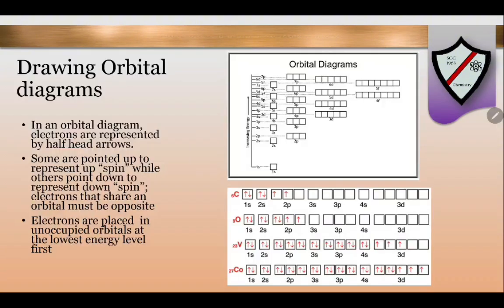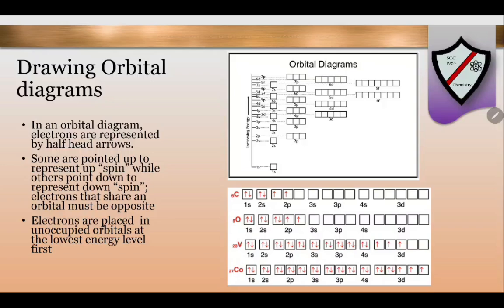So here we see the first type of diagram we are going to look at to understand where electrons are residing in an atom. These are known as orbital diagrams, and in orbital diagrams we represent our electrons by drawing half-head arrows in these boxes that represent the atomic orbitals. You can see that there is 1 box for each of the s orbitals and 3 boxes for the p orbitals because there are 3 p orbitals. There are 5 boxes for the d orbitals because there's always 5 d orbitals, and those f orbitals have 7 boxes. We place these half-head arrows in these boxes.